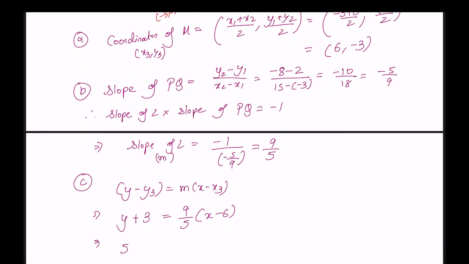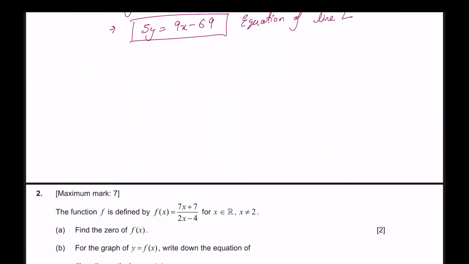Now I can simplify this. I can multiply the 5 on the other side. So it's 5y plus 15 equals 9x minus 54. So we finally get 5y equals 9x minus 69. This is the equation of line L. And with this, we are done with question 1. Let's move on to question 2.